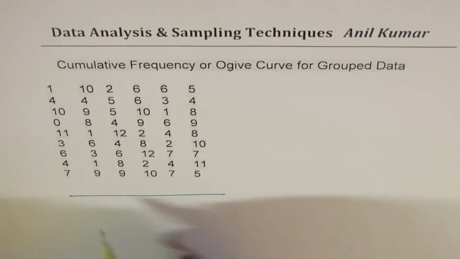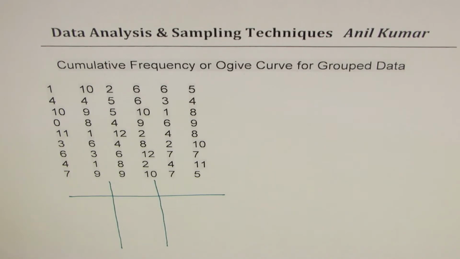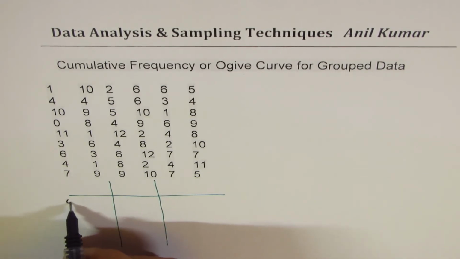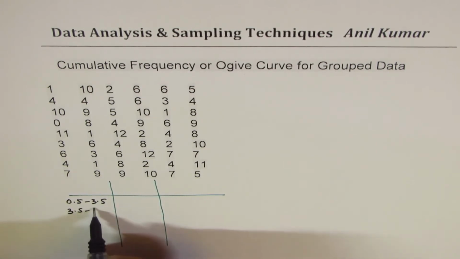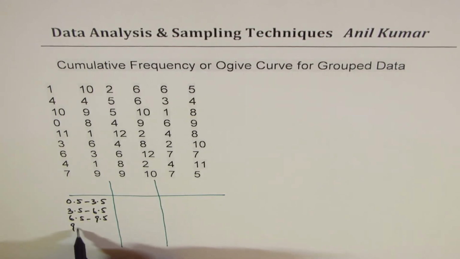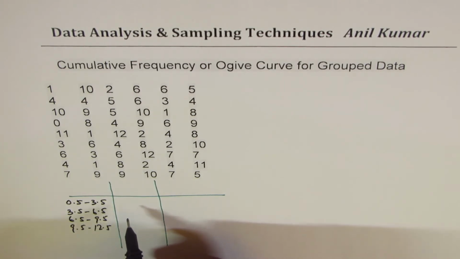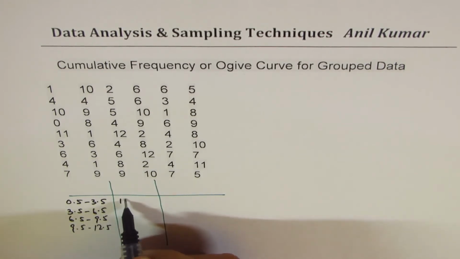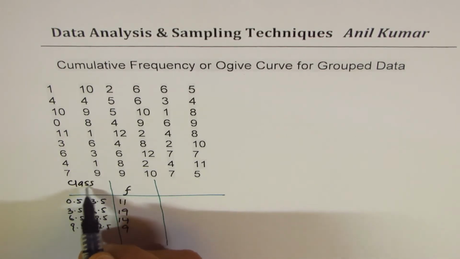So what we found was, let me write down the frequencies for the intervals we worked on: 0.5 to 3.5, 3.5 to 6.5, 6.5 to 9.5, and 9.5 to 12.5. The frequencies were 11, 19, 14, and 9, right? So those were the frequencies. That is our class interval.